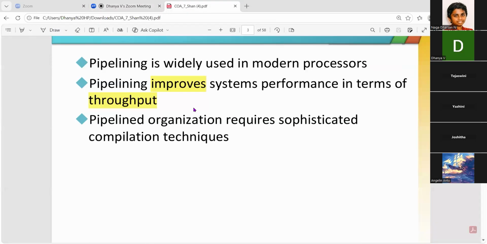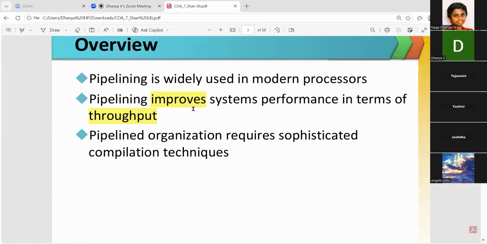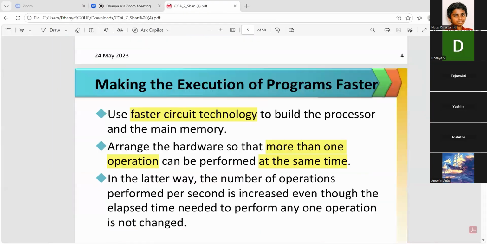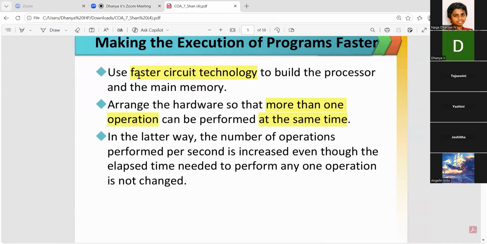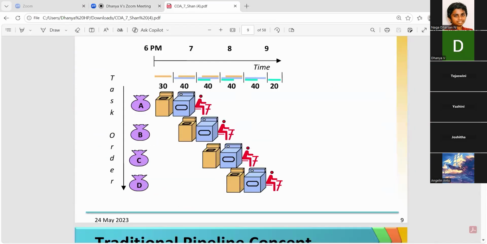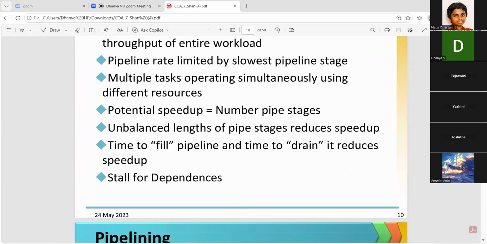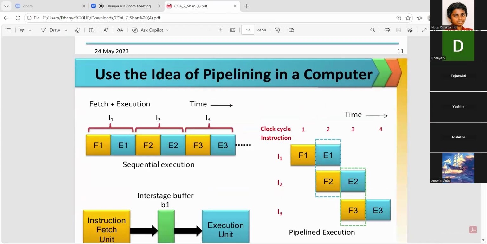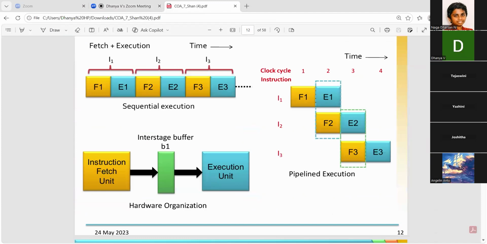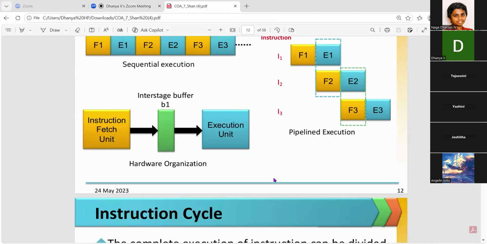Okay. So pipelining improves the system performance in terms of throughput. We've already looked into it, we'll just brush it up once. Faster circuit technology, and more than one operation performed at the same time. That is what pipelining is. And then we looked into all of these examples, all of the cases. And then two-stage pipelining that we looked into.